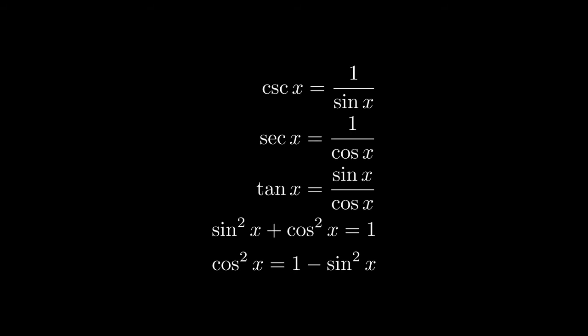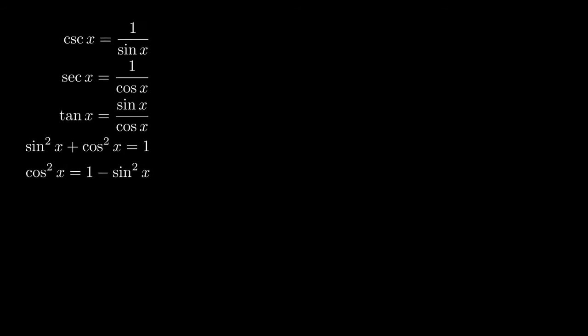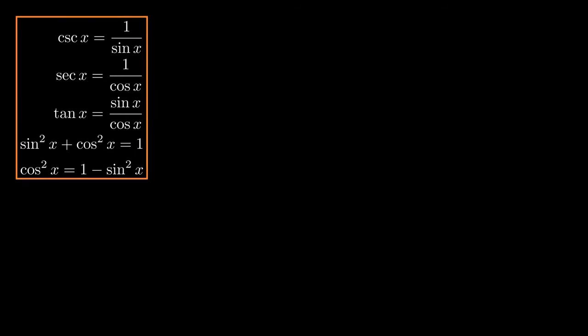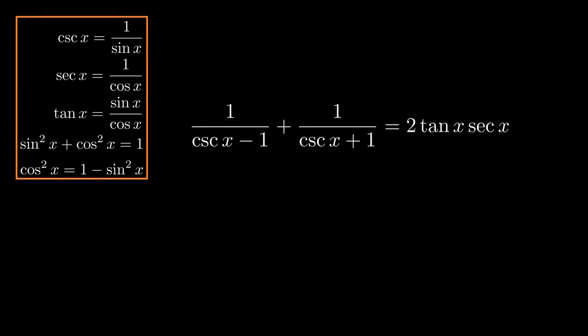And many times it's a good idea with the identities to try to convert into sines and cosines because they're a little bit easier to work with. And especially because you can use this sine squared plus cosine squared equals 1. That's a key identity. Okay, so we'll tuck that over there in the corner, and here's our thing that we want to prove.